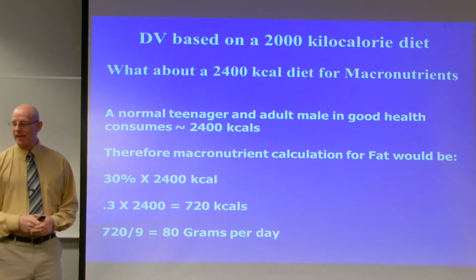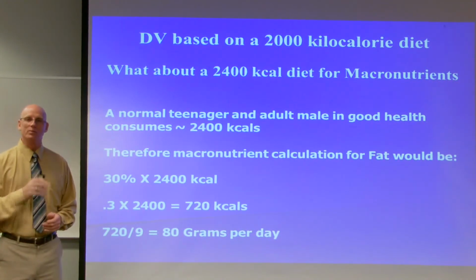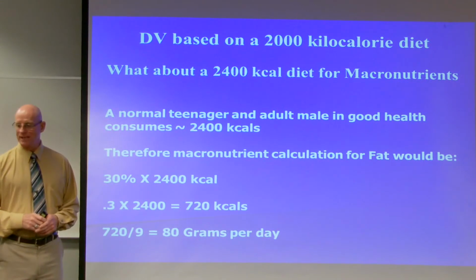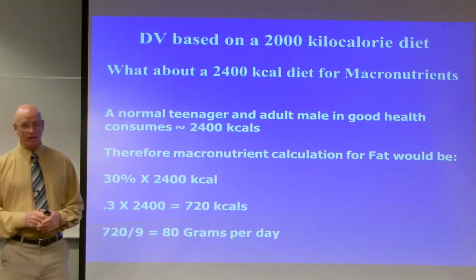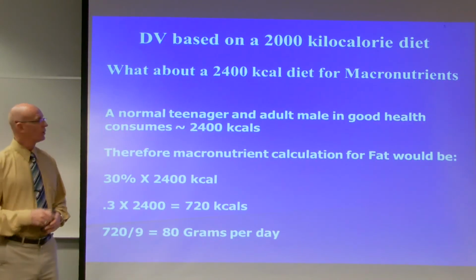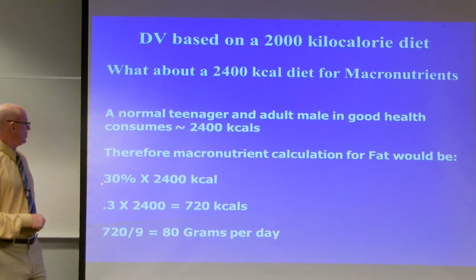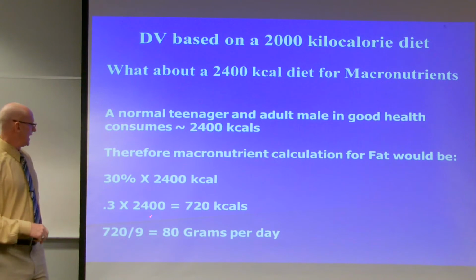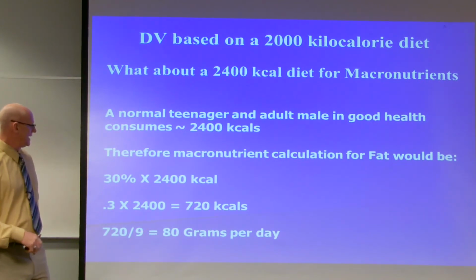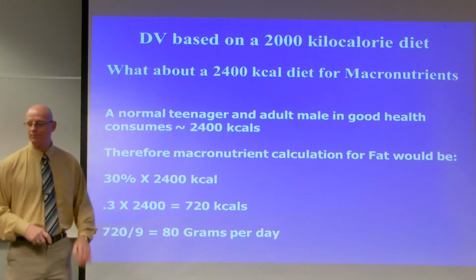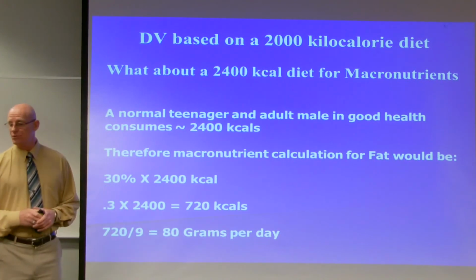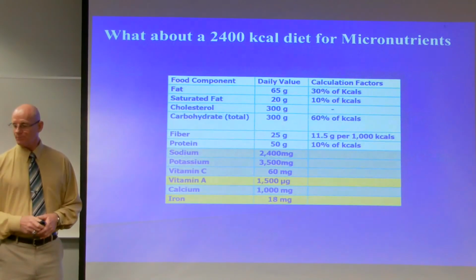A normal teenager and an adult male in good health consumes approximately 2,400 kilocalories a day. Therefore, the macronutrient calculation for fat would be: if you're looking at fat, you do the 30%, which would be 0.3, times the 2,400. Then you'll get the number of kilocalories, and you simply divide that by 9, and then you'll know that you need 80 grams per day of fat. That's on a 2,400 kilocalorie diet.